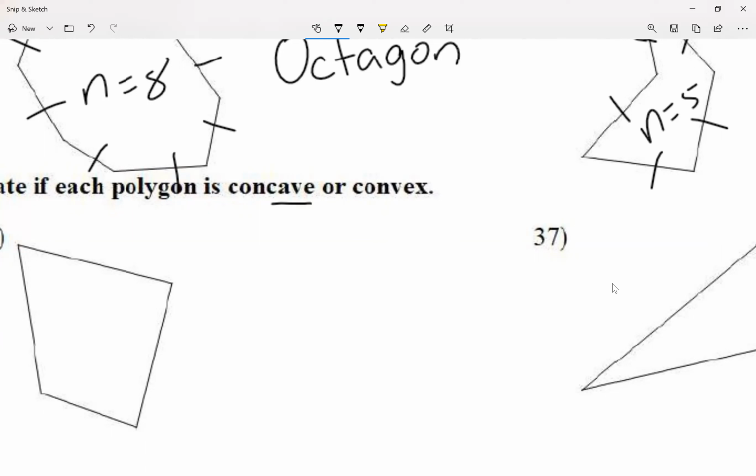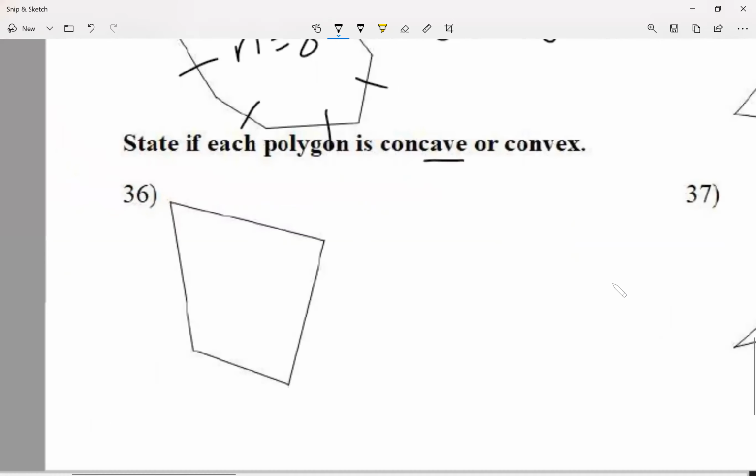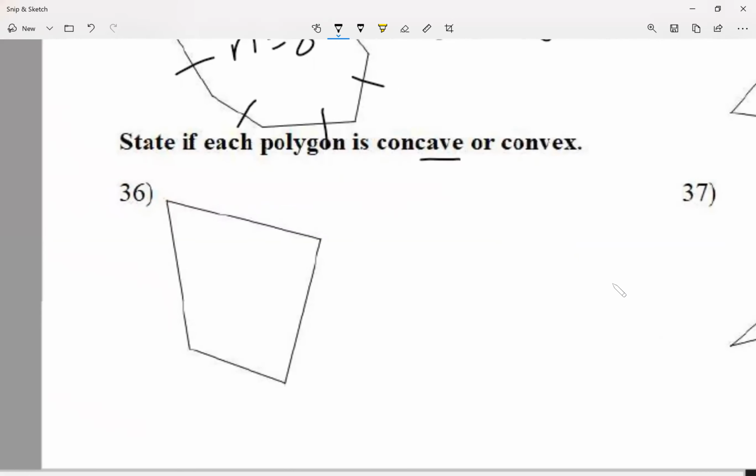Hopefully you guys haven't heard of insurances when they go check on the cars. They're like, oh, let's go check out the concavities of a car. Again, they're looking at the dents. So let's take a look at question number 36. Trying to see if I have a concave. Concave means I have a dent, I have a hole in it. And I don't see one.